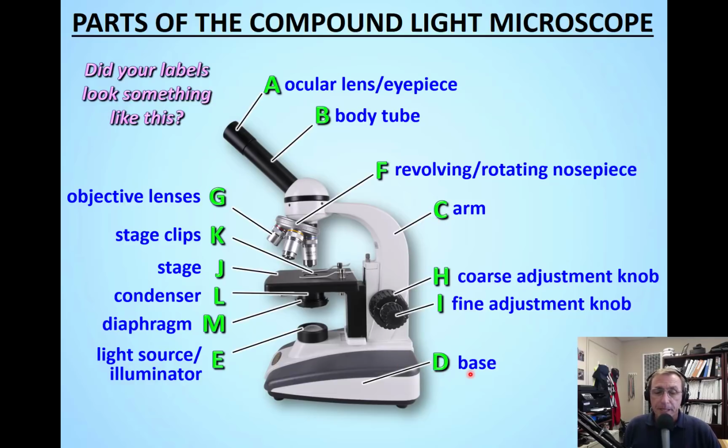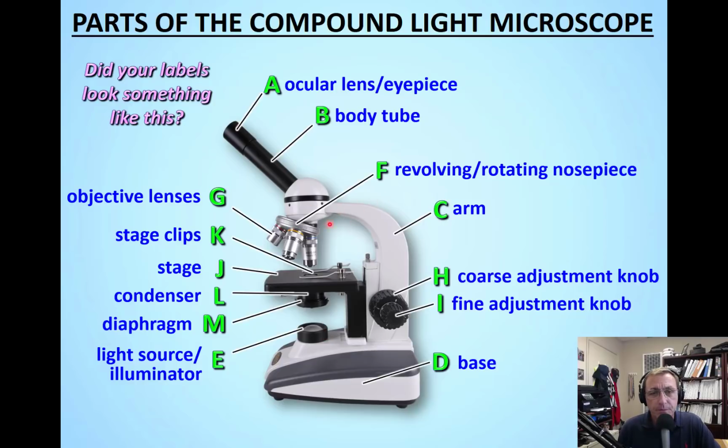D, of course, is the base of the microscope. Makes perfect sense because it's the bottom, the base of it. Foundation. Going over to E over here, it's the light source or the illuminator if you're into Harry Potter. Okay, so that's where the light comes from. Our microscopes, just like this example here, have a light source. Some do not, and you'll see what happens then.